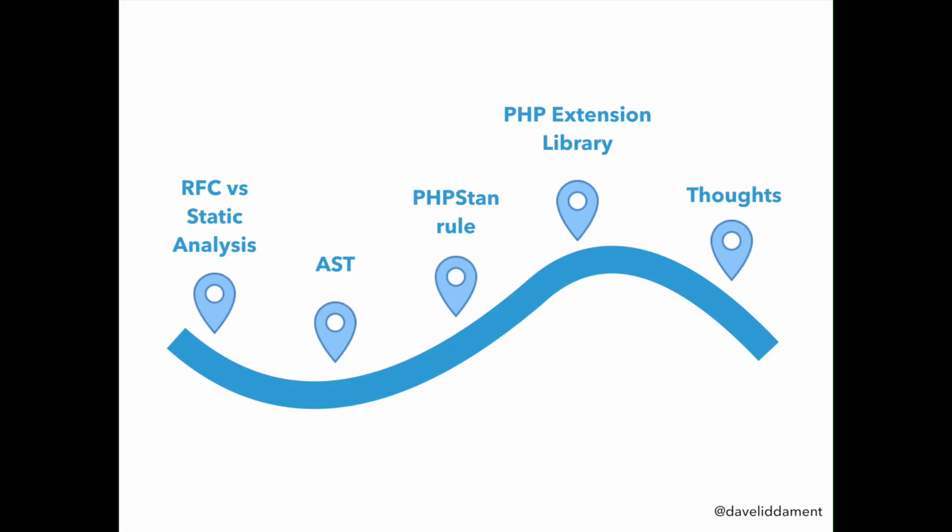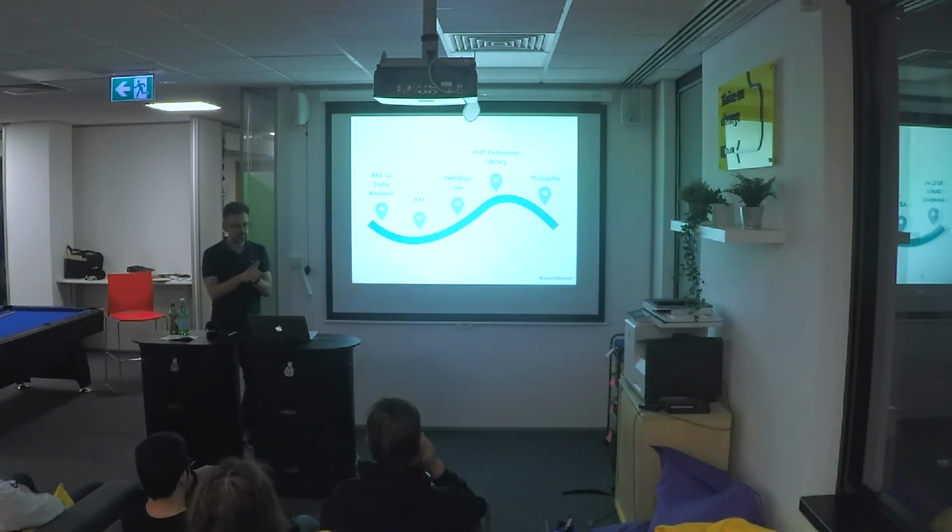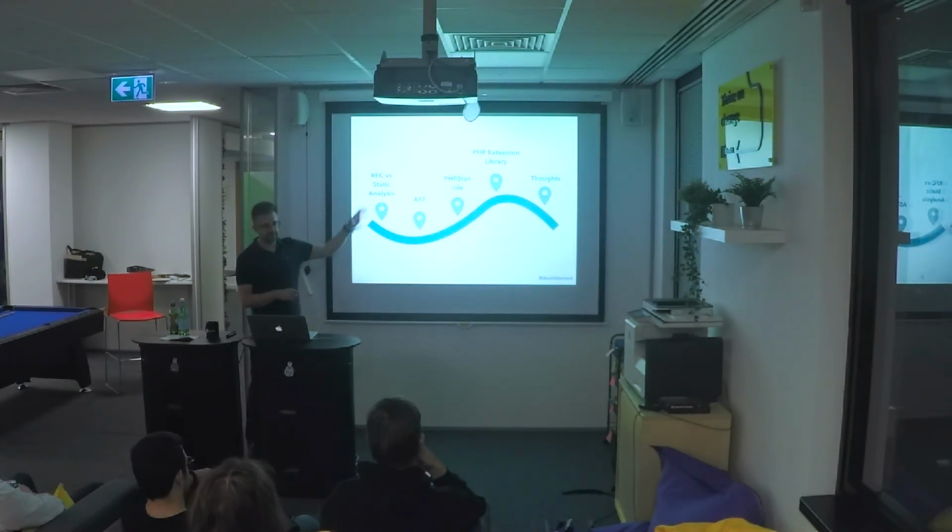So the story, how we got to here, and we're going to go through a few bits. I'm going to talk about something called the RFC process versus static analysis. And then we're going to look at something called the abstract syntax tree. And then we're going to see how we can create a PHPStan rule to implement what we've just looked at. Finally, we'll look at something called the PHP extension library, and we'll just end up with some thoughts.